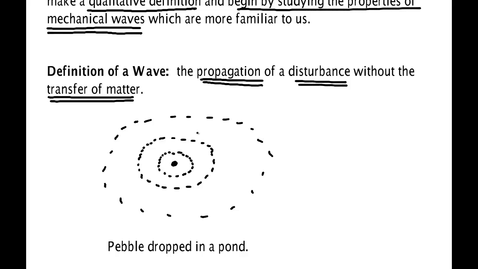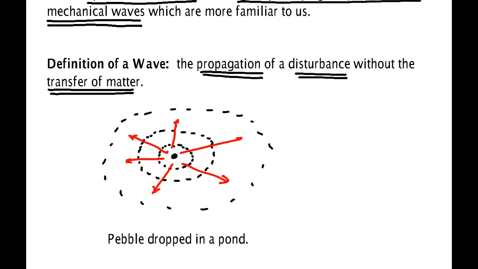That disturbance has moved outward in all directions, like this, in all directions. But the actual water molecules themselves did not move with it. They have stayed where they're at. So there is no transfer of matter, but there is a propagation of this disturbance, this peak. This is just one of many examples of waves, but the key point is that it is the propagation of the disturbance without the transfer of matter.